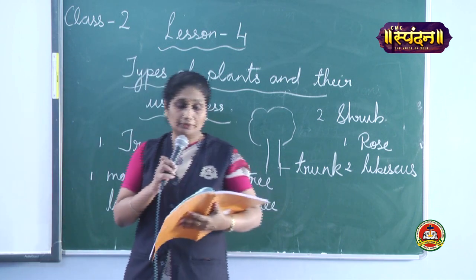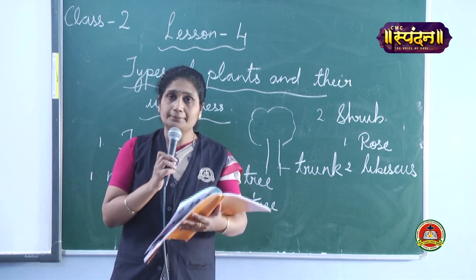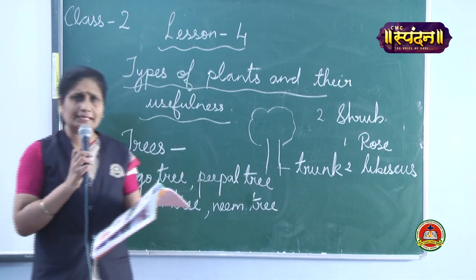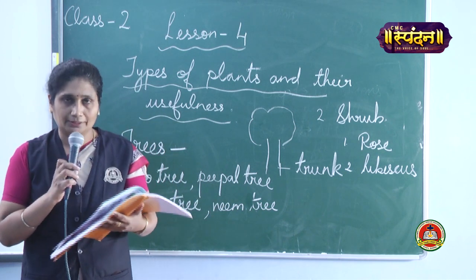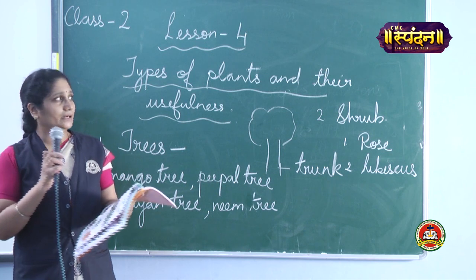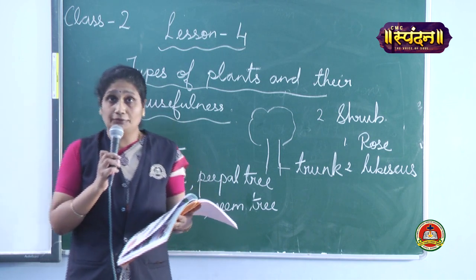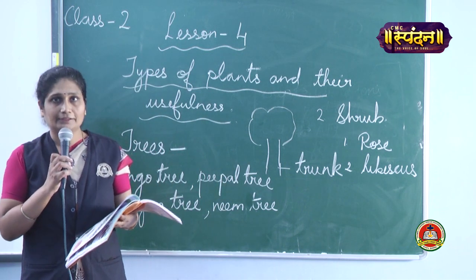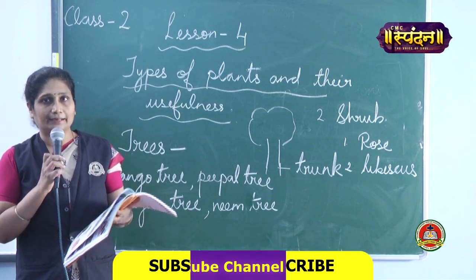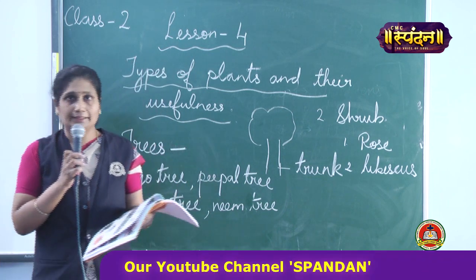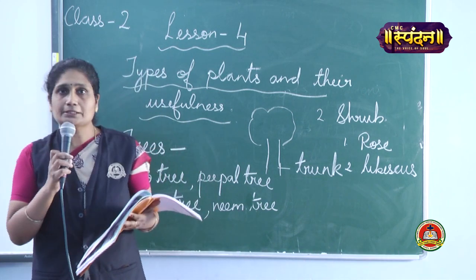Now we'll learn about herbs. Now what are herbs, children? Smaller than tree and shrub. Very small plants are called herbs. So you can see so many herbs which we use in our food. Now, what are the common herbs we use in our food? Yes, the coriander and mint. Coriander means dhania, hara dhania, and mint means pudina.